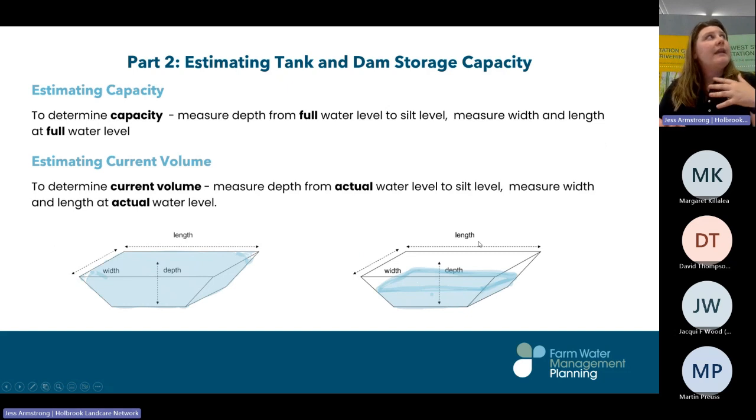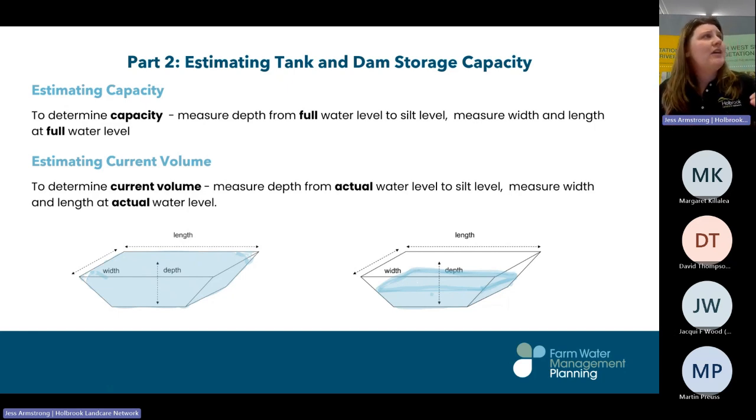We're talking about estimating capacity and estimating current volume. Estimating capacity means that we are measuring the full depth of water, from where the silt level is up to the highest watermark, as if it's completely full, and we measure the width and length at full water level. When we're estimating current water volume, we're looking at the depth of the actual water, so from the silt level to where the water currently is. So again, measuring width and length at the actual water level.